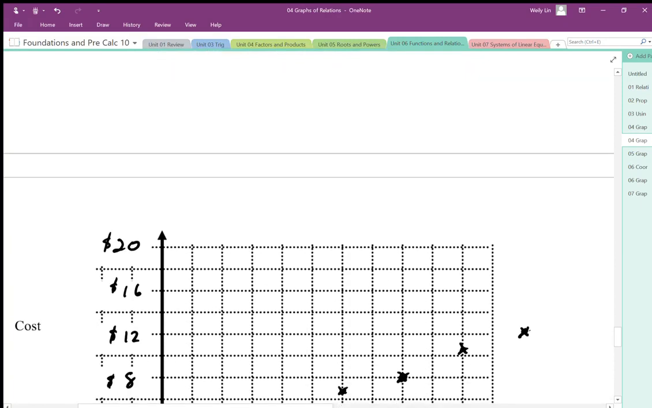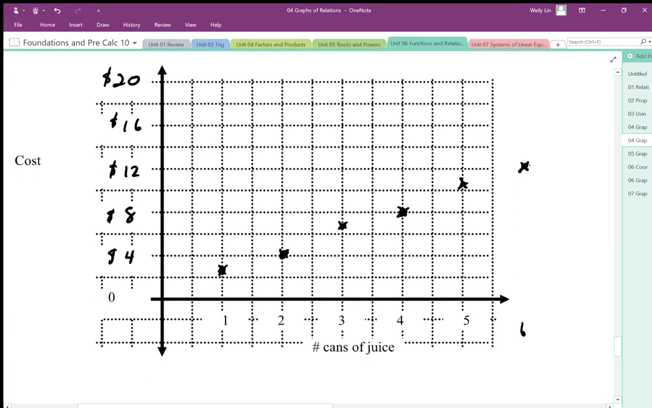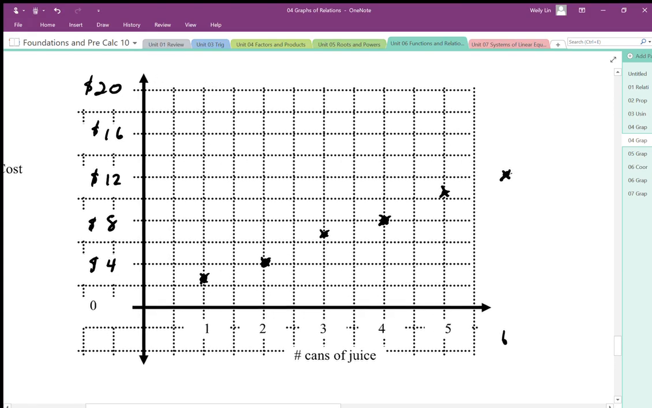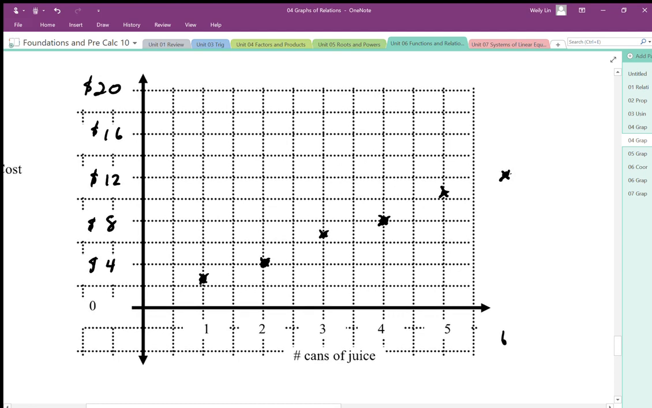So here we have the cost of the juice purchased and the number of cans of juice purchased. If we look really closely, we can see that every second dot actually forms a straight line. There's actually 2 pretty much straight lines here. Every second can follows a very straight line pattern. But again, if we want to generalize this, we can generalize this with a straight line like that.